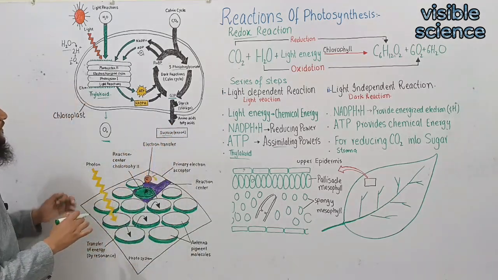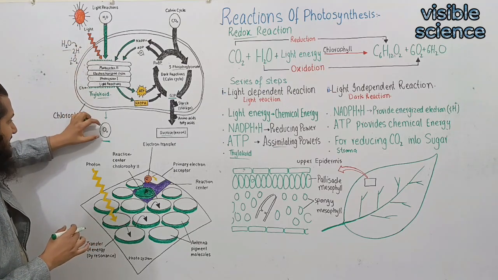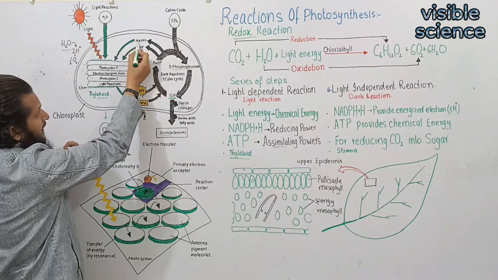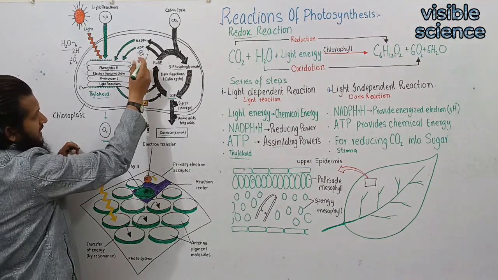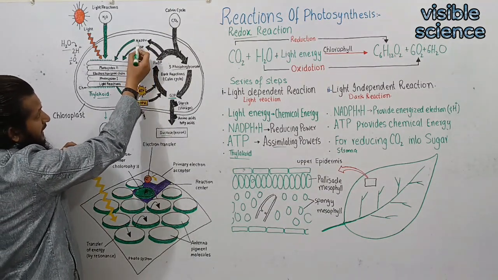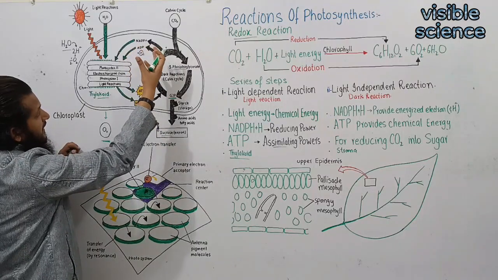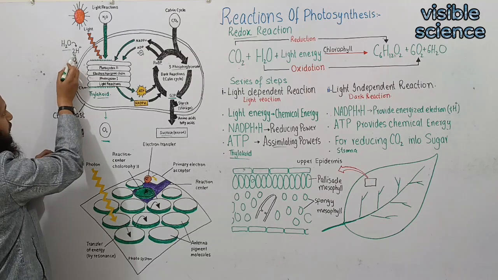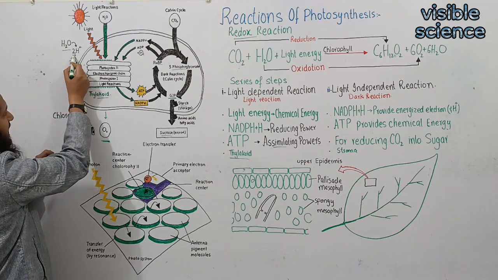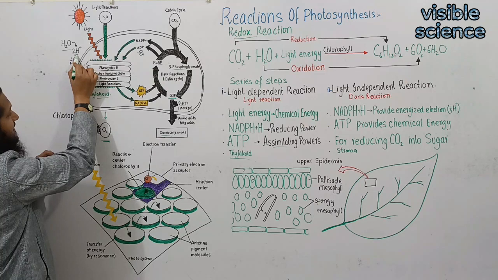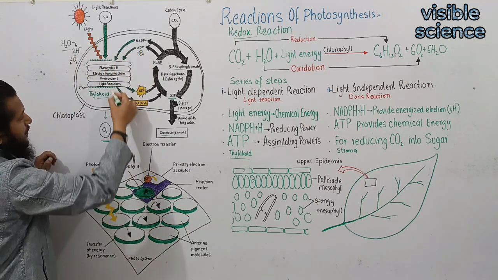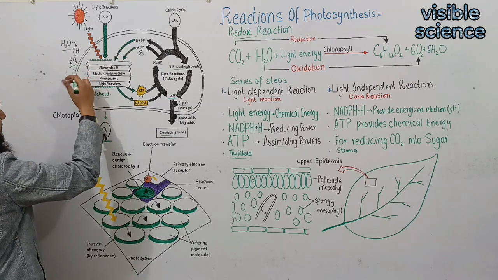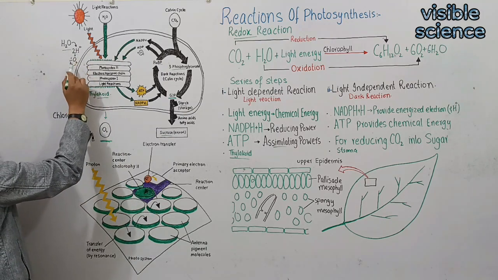So in the light reaction, water is the input and oxygen is the output. How? It's a point you have to observe. For ADP, inorganic phosphate is available in the stroma, but for NADP, the hydrogen ion comes from the splitting of a water molecule. By splitting of a water molecule, two protons, two hydrogen ions, are formed. These two hydrogen ions are utilized to reduce NADP into NADPH, and one oxygen atom is produced. And by splitting another water molecule, another oxygen atom is produced.